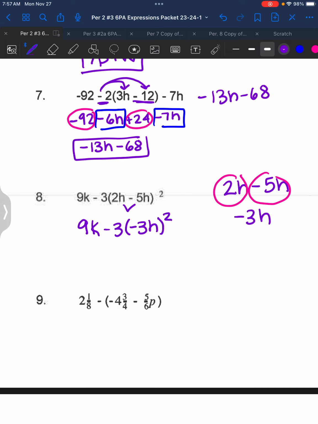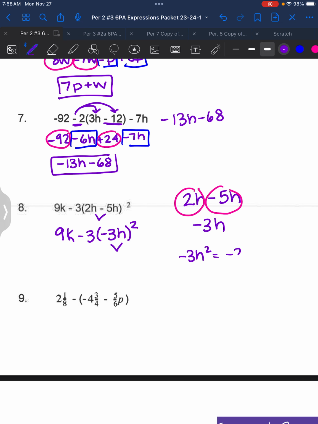All right, here's another tricky spot. The next step in order of operations would be exponents, and we can do the exponents here. This is something for us to do. Negative 3h squared means negative 3h times negative 3h. Let's break that down even farther. Negative 3 times h times negative 3 times h.